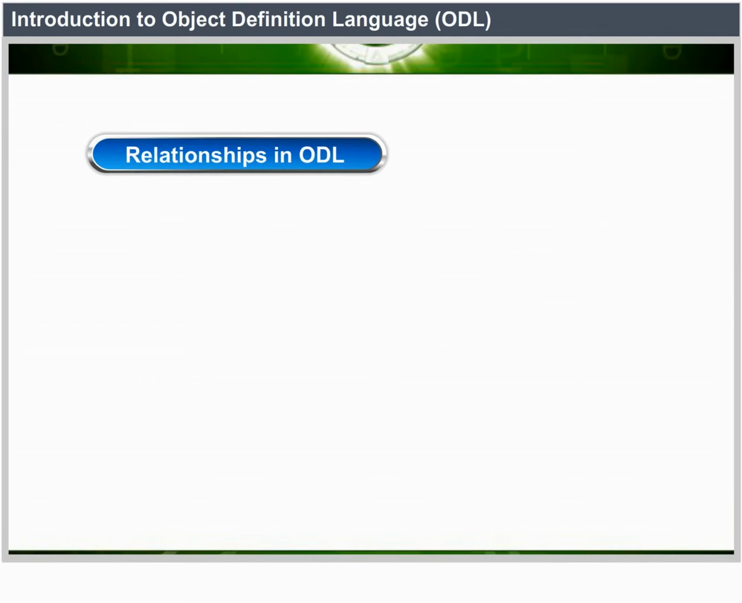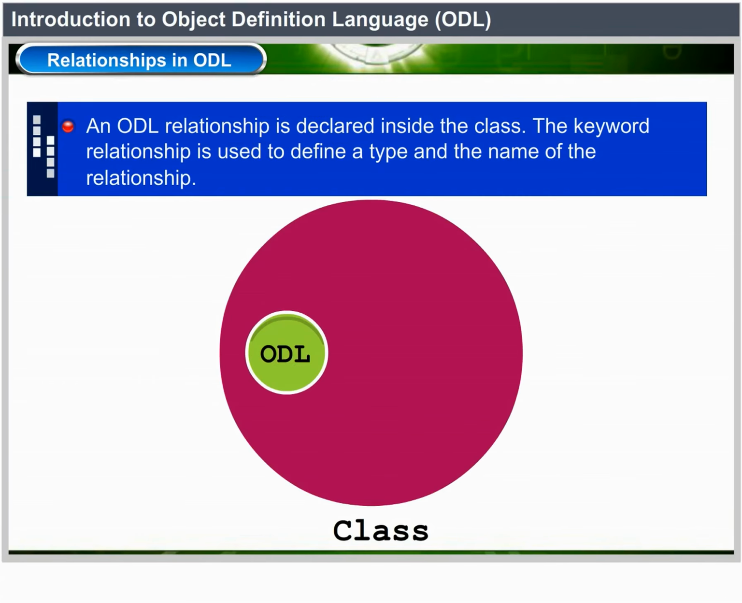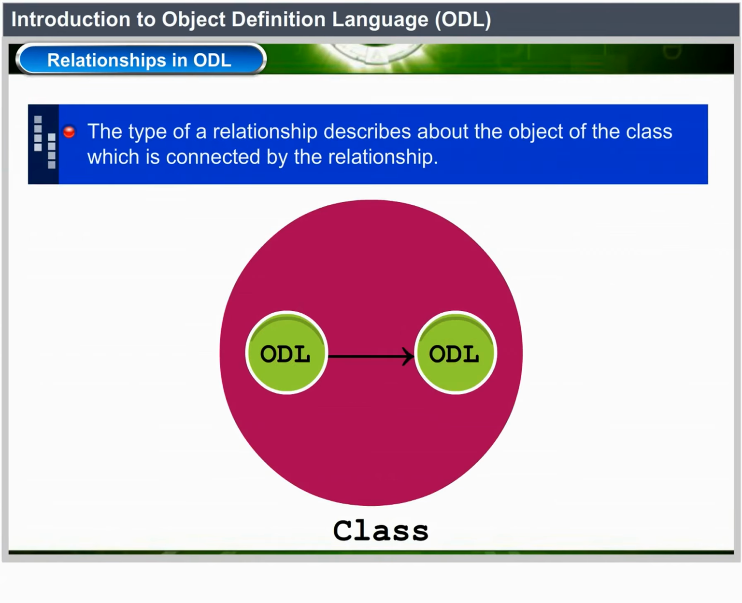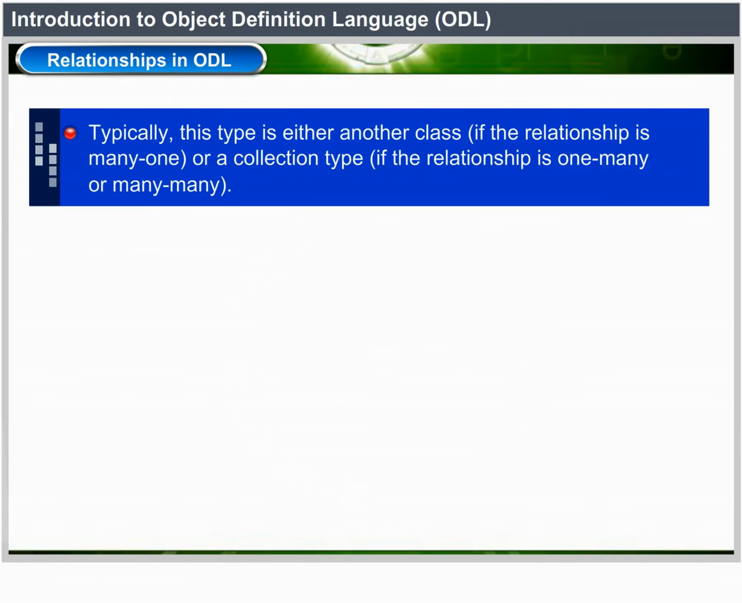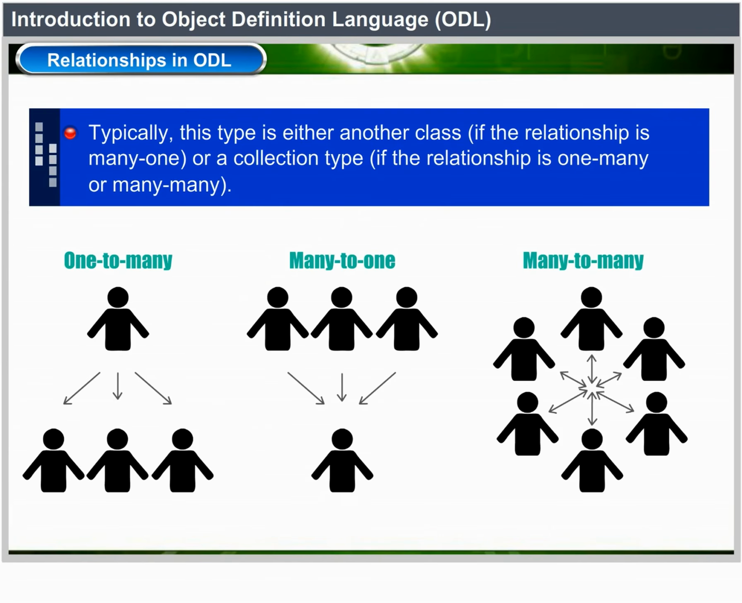Relationships in ODL. An ODL relationship is declared inside a class declaration by the keyword relationship, a type and the name of the relationship. The type of relationship describes what a single object of the class is connected to by the relationship. Typically, this type is either another class if the relationship is many-one, or a collection type if the relationship is one-many or many-many.